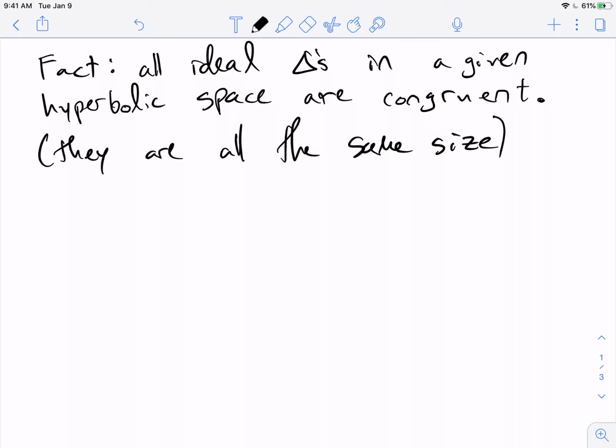One final fact I wanted to mention that I've kind of neglected in the class up till now is that just like with spheres, there's many different hyperbolic spaces which differ in terms of sort of how curved they are.